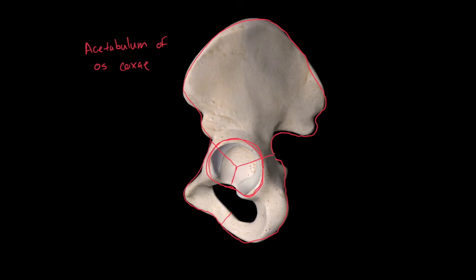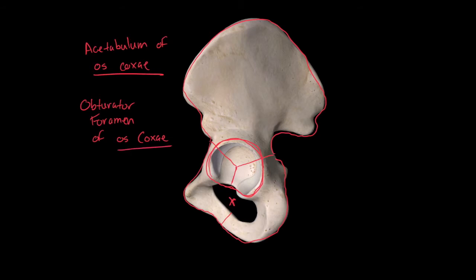Because it's made up of more than one bone, we have to parent it back into the entire bone itself. The next landmark that is made up by more than one bone is this space right here, this hole. This hole is called the obturator foramen, foramen meaning hole, of the os coxae. Now those are the only two landmarks that are parented back to the os coxae.